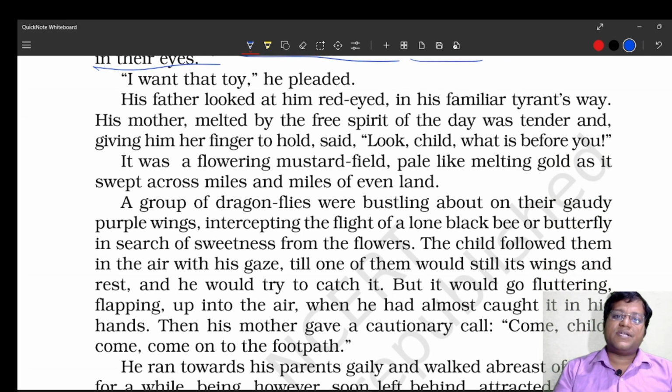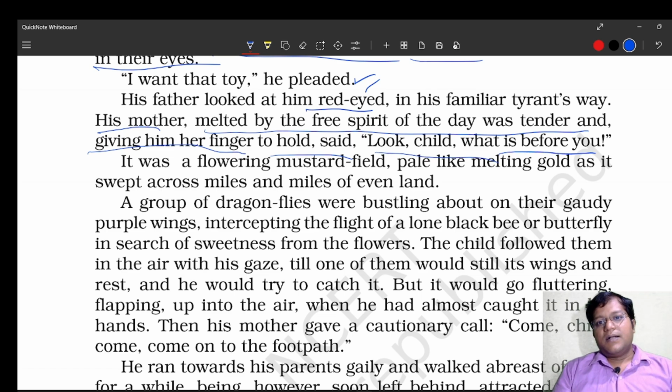I want that toy, he pleaded. The boy requested his parents, please give me that toy, I want that toy. His father looked at him red-eyed. Then his father showed him temper, in a tyrant's way. His mother, melted by the free spirit of the day, was tender and, giving him her finger to hold, said, look, child, what is before you? The mother is very sympathetic to the boy, but she could do nothing. She did not have any money to buy the toy for the little boy.